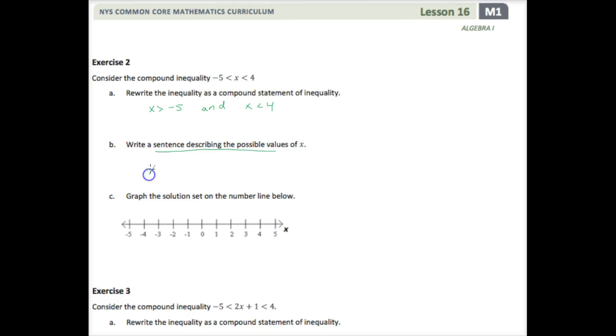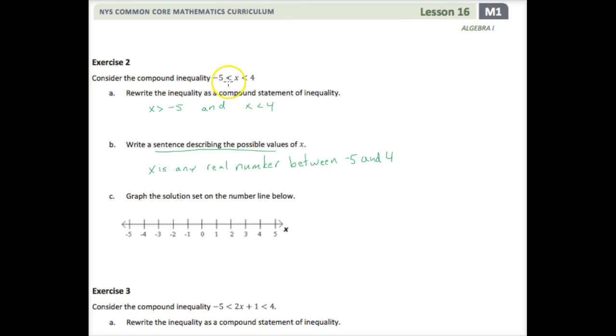So we can say x is any real number between -5 and 4. Graph the solution set.